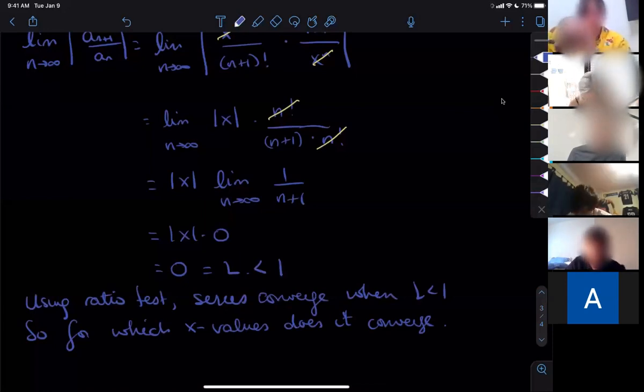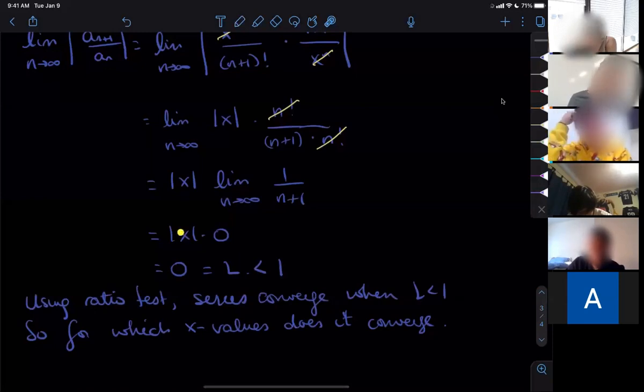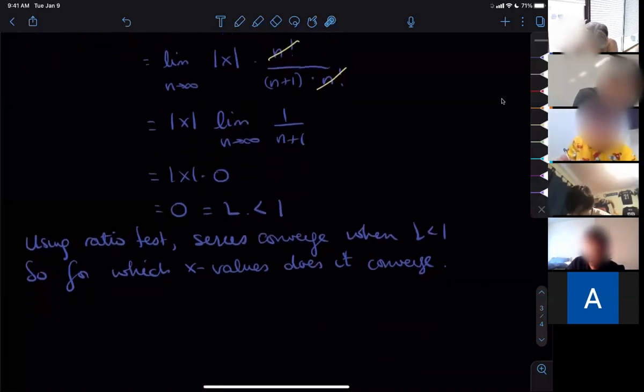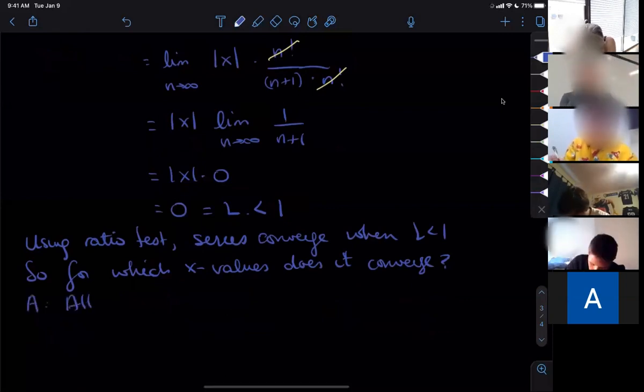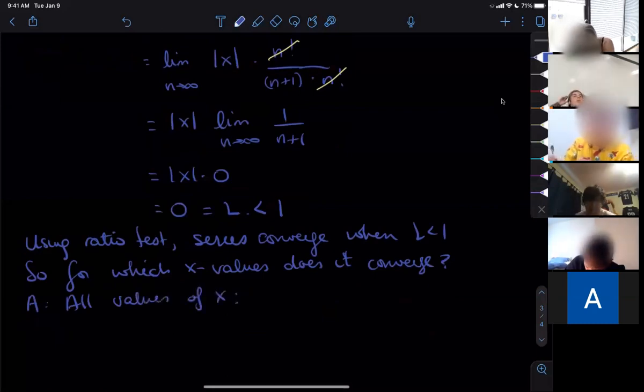Yep. X didn't even play into it, right? I don't care what number you put here, 342, you're still going to get that thing times 0. You're still going to get limit less than 1. So in fact, the answer is every value of x. The answer is all values of x, so all x in all the reals.